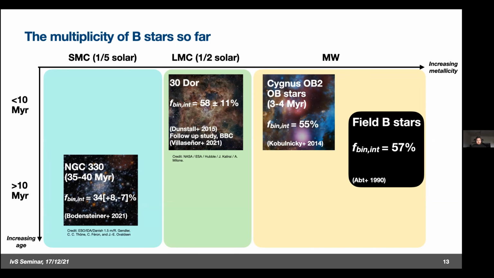So what has been found so far for the multiplicity of B stars? Well, binary fractions for B stars so far have been found across a few different metallicity environments and ages. So we have the SMC, the LMC, and the Milky Way. I also must note that these are bias-corrected binary fractions here. So this is what we expect the true binary fraction to be of these stars. However, we still need more studies to disentangle the effects of age on the binary fraction of B stars, and also the impact that the metallicity environment has on the binary fraction and the properties of these binaries as well.